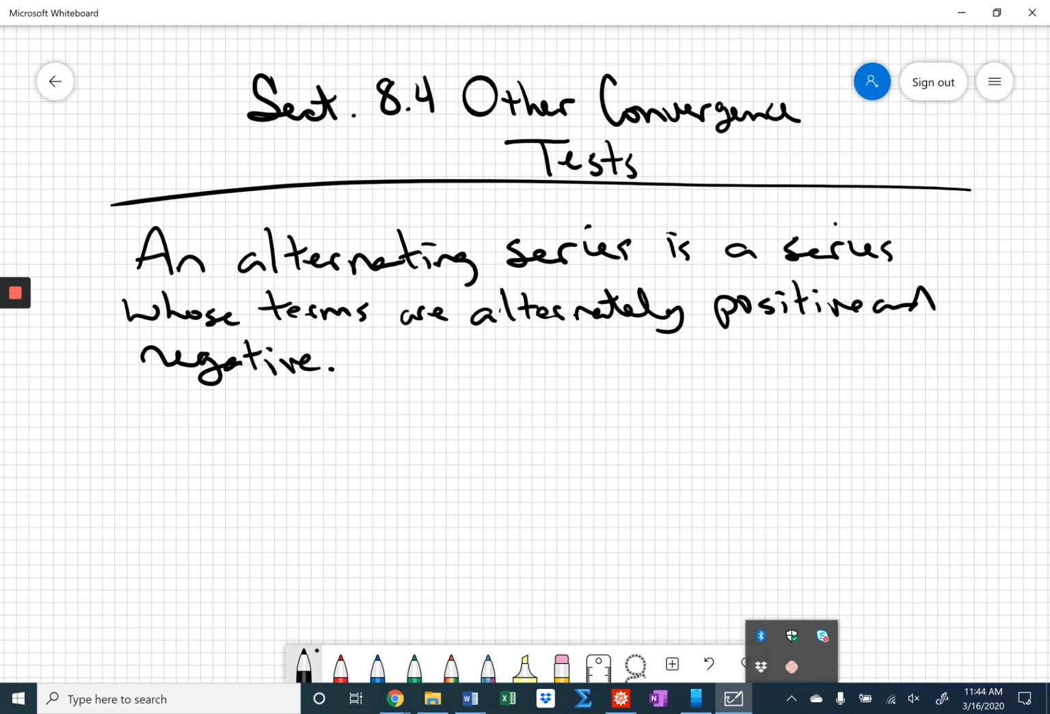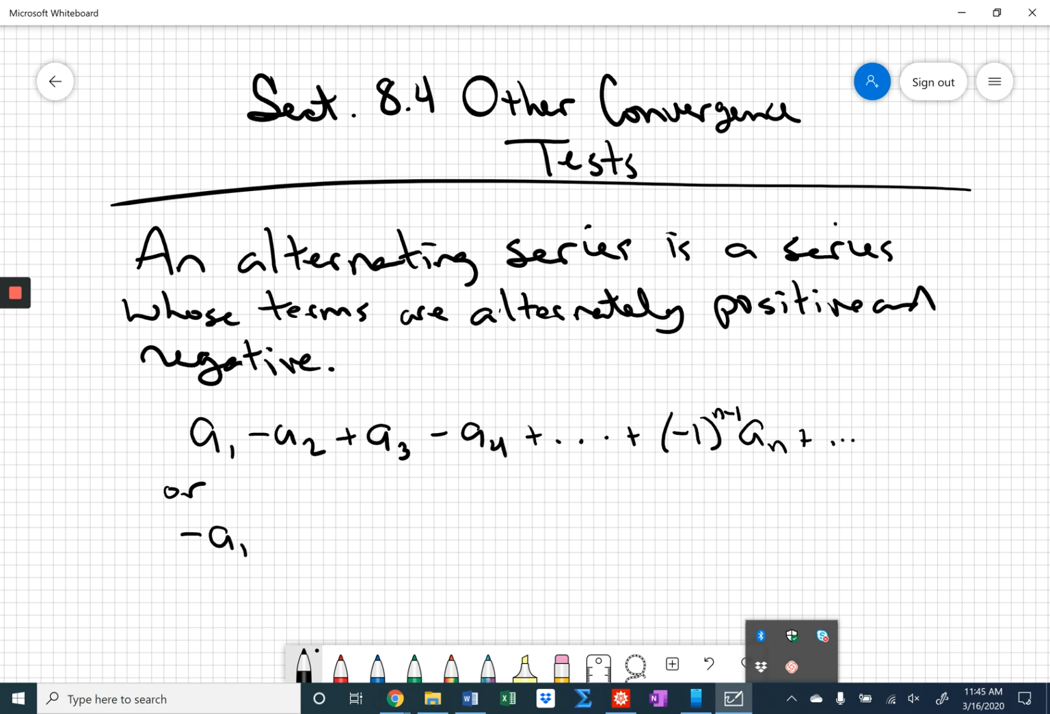So it might look something like this. We could have a sub 1 minus a sub 2 plus a sub 3 minus a sub 4, and then just continuing that pattern, plus dot dot dot plus. You'll see in alternating series usually a term like this: negative 1 to the n minus 1 times a sub n plus dot dot dot. That term, negative 1 to the n minus 1, in this example, is what changes the sign of each new term.